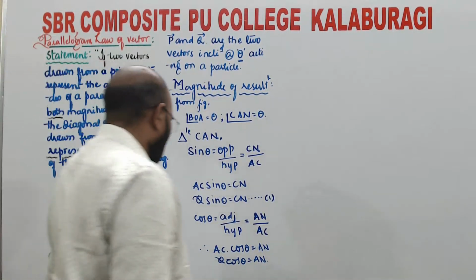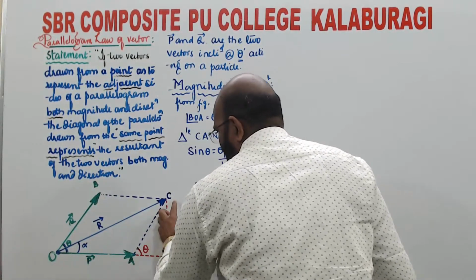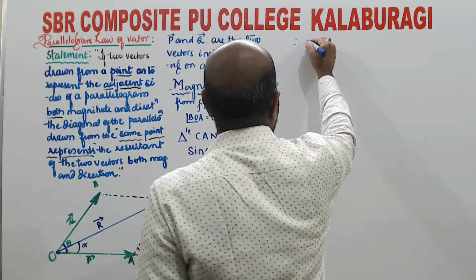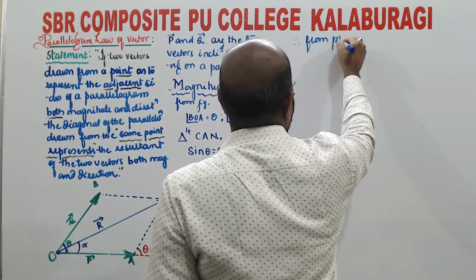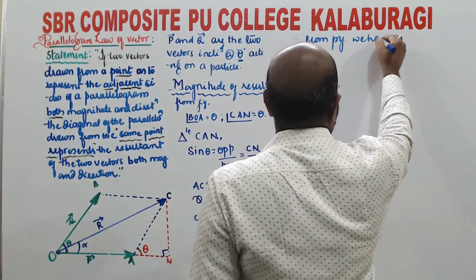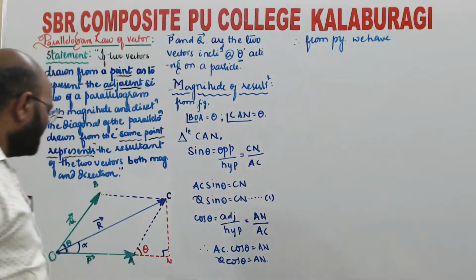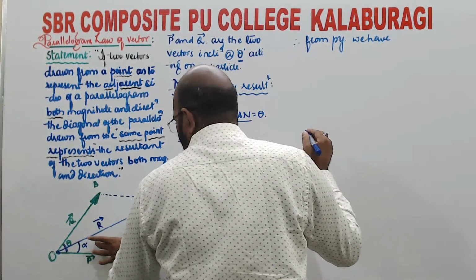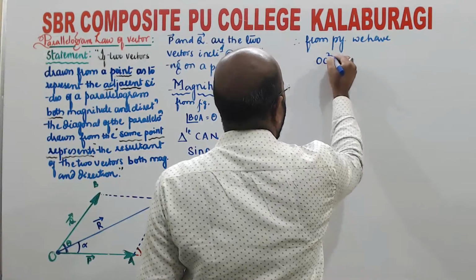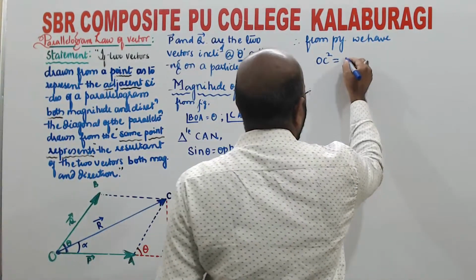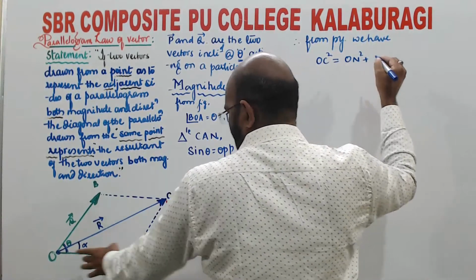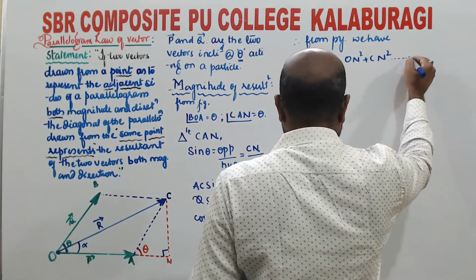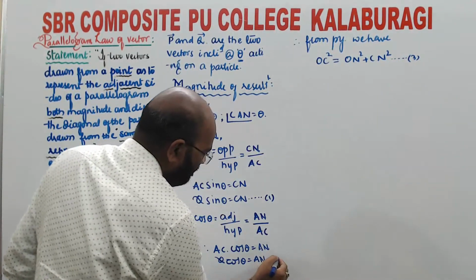Then you know very well, from OACD, which represents a parallelogram. Therefore, from Pythagoras theorem, we find the corresponding resultant. So we get OC square is equal to ON square plus CN square. Say this is equation number 3, and I write this one as equation number 2.